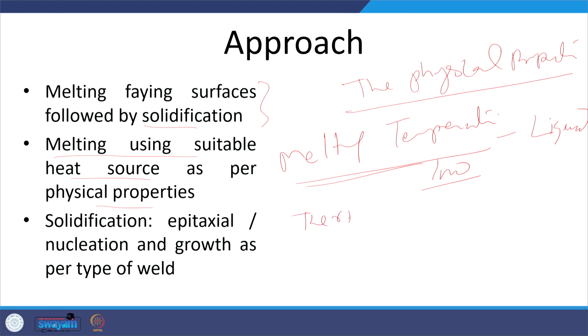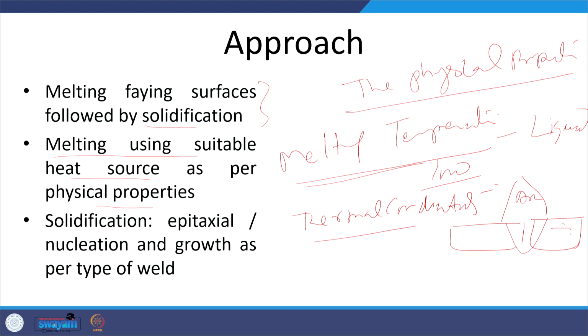Then the second aspect is the thermal conductivity of the metal. We are applying the heat through a suitable heat source like an arc. When the heat is delivered, a part of the heat will be dissipated to the base metal. If the heat is transferred away very rapidly from the zone where it is being applied, then it will take longer to attain the molten state and to melt the faying surfaces of the parent metal. So, that will make the job of melting a little difficult.